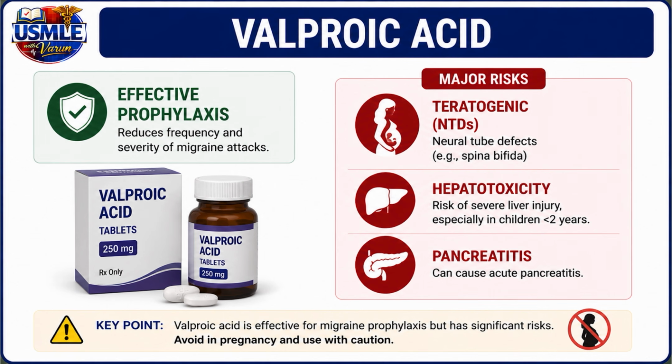This also carries a risk of hepatotoxicity, where there is risk of severe liver injury, especially in children less than 2 years of age. And this can also precipitate pancreatitis. Valproic acid is effective for migraine prophylaxis but has significant risks. We need to avoid it in pregnancy and use it with caution because of a risk of hepatotoxicity and pancreatitis.